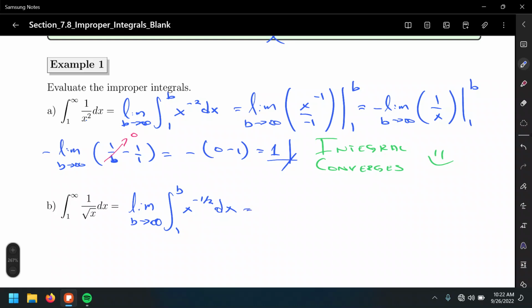So let's compute the limit. So that's the limit. We keep writing the limit notation until we compute it in the end. So that's x to the negative 1/2. We need to add 1 to the exponent. So that's going to give us 1/2 over 1/2 from 1 to b. Okay. Number 1. Dividing by 1/2 is the same as multiplying by the reciprocal.